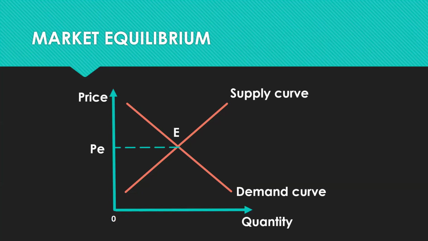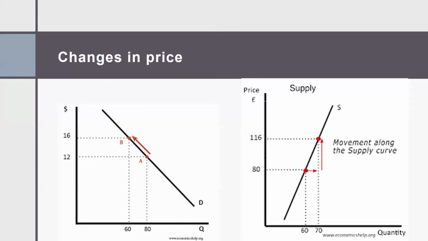A movement along the curve. They do not cause shifts in the curve at all. So for example here, price went from 12 to 16. That would cause a movement along the curve from this point to this point. That's all. It will not shift the curve anywhere.